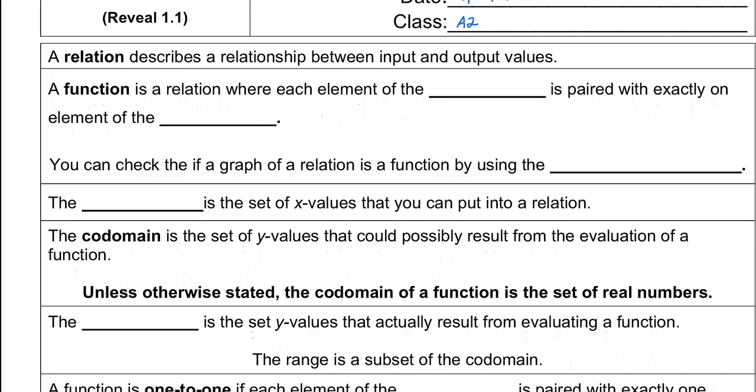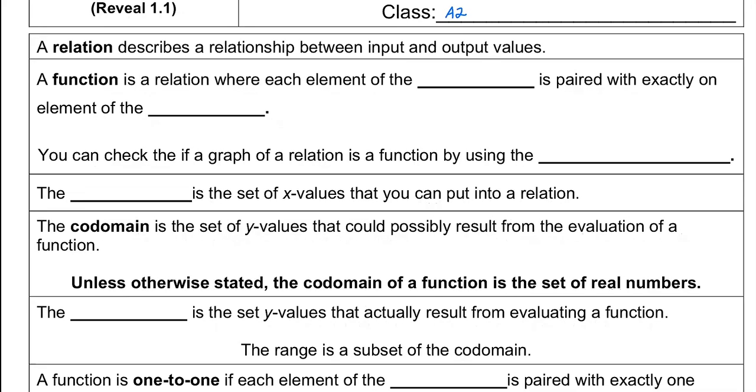The first vocabulary that we have is a relation. And a relation basically describes the relationship between input and output values. So when I give you a number, how do we get a number out? What's the relationship between the two numbers? But we want to talk about specific relations. So we're going to jump here to the next one, which is a function.